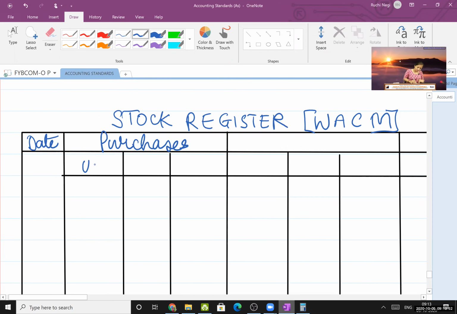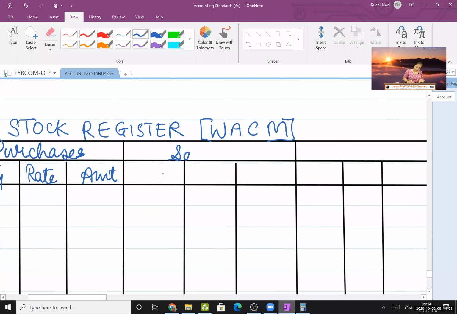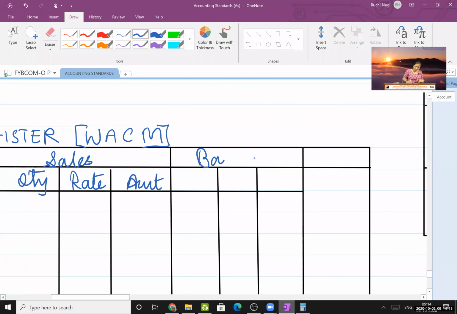Okay, in this quantity, rate, and amount. Next, sales, quantity, rate, and amount. Next, balance column, quantity, rate, and amount. And last is the remark column. Okay.